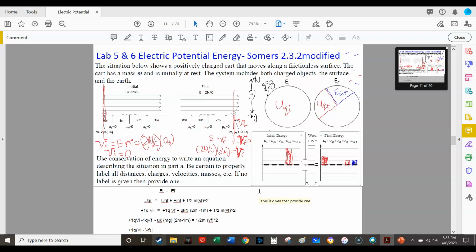I'm going to subtract off our frictional coefficient, and multiply it by mg, and in this case 2 meters minus 1 meter. I'll just leave it like that. Equals 1/2 mv final. You know what? I'll just copy this and paste it right here.